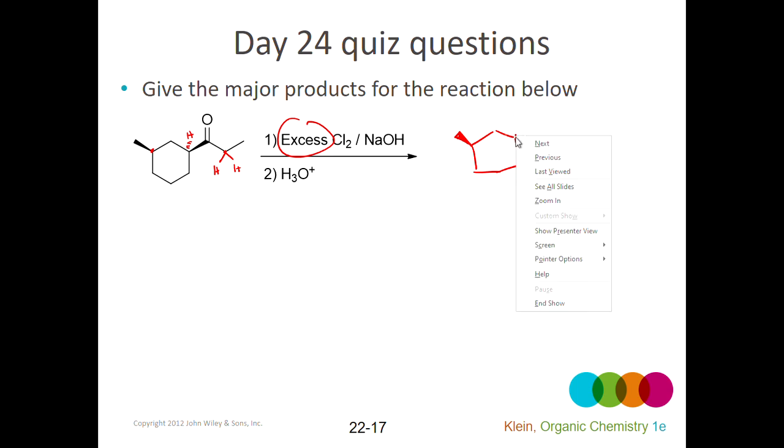So I'm going to have a chlorine here and 2 chlorines here. Every alpha proton should be replaced with a halide when I'm using excess halogen and any OH.